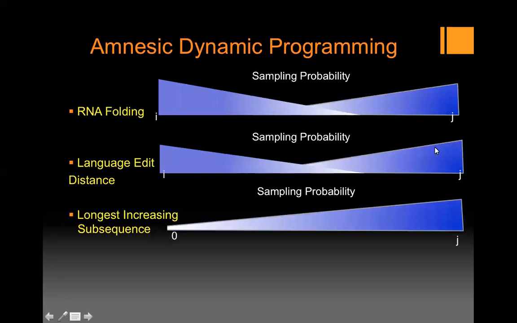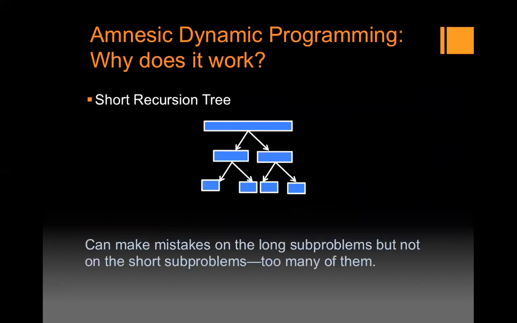And in fact, if you look at the sampling probability, the distribution will look something like this for language edit distance. For RNA folding, you can also have a similar algorithm. For longest increasing subsequence, that's a one-dimensional problem where you will have a probability distribution like this. And from here, you can think about even higher dimensional dynamic programming, and what kind of probability distribution you are looking for. If you have to employ amnesic dynamic programming, you will be sampling much more aggressively towards the end. And as you go to the center, the sampling probability will decrease.